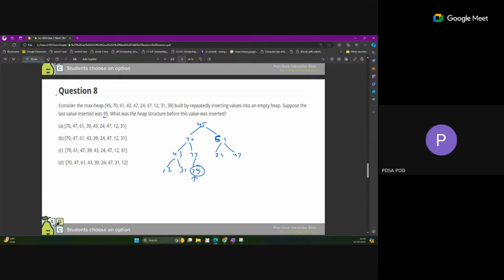So what was the previous structure of this? Before adding this 95, what was the previous max heap? If we remove this 95 and then heapify again, then no. Actually, this 95 is just added here, and now it is shifted to the top. Sir, I am saying if we perform the delete max operation, then after we heapify, can we retrieve the previous heap structure?